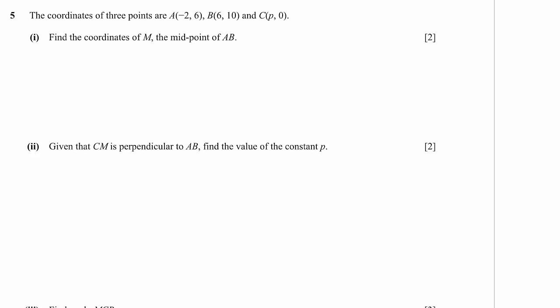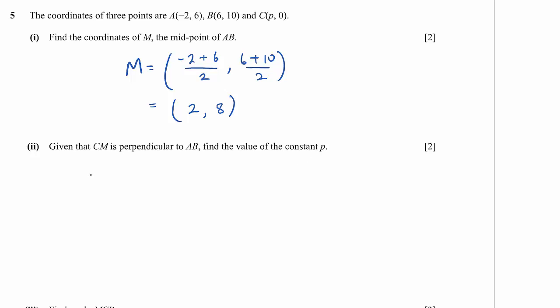Coordinates of 3 points are A, which is (-2, 6), B, which is (6, 10), and C, which is (p, 0). We want to find the coordinates of M, which is the midpoint of AB. So M is going to be the average of the x coordinates and the average of the y coordinates. So that's going to be (2, 8). Given that CM is perpendicular to AB, find the value of the constant p.